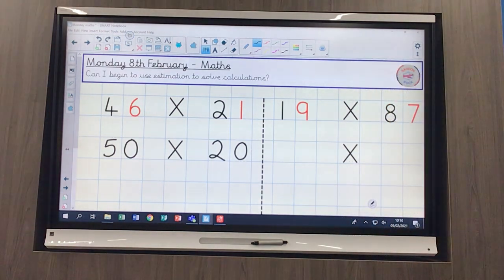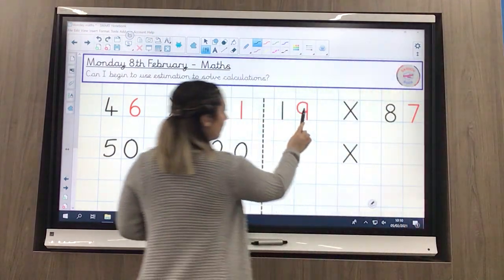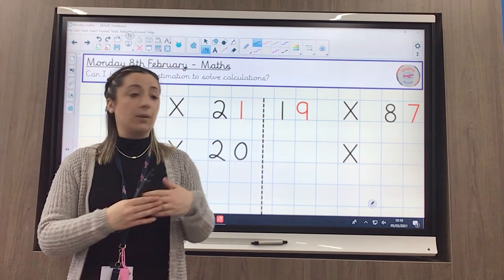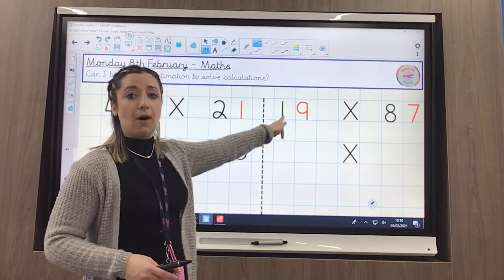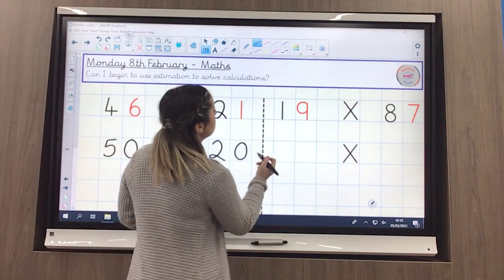So my number sentence is 19 multiplied by 87. So I'm looking in my ones column again, and I'm looking whether it is 5 to 9 to climb the vine to the next 10, or 0 to 4 to slide to the floor to remain at the 10 that I've got. So let's have a look at 19 first. So I've got 9. So it says 5 to 9 we climb the vine. So we're going to the next 10 from 10. So the next 10 is 10, 20. So I'm going to have 20 here.